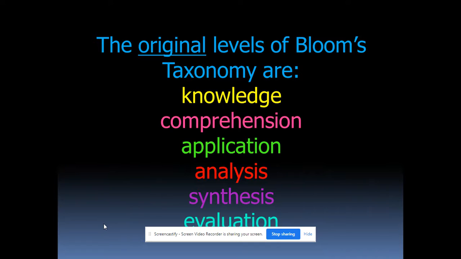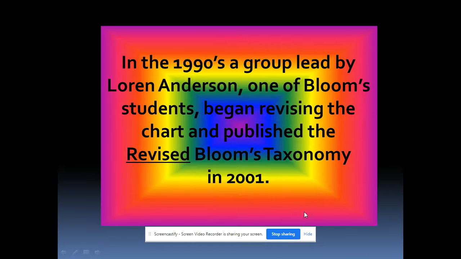The original level of Bloom's taxonomy in cognitive domain is from knowledge, comprehension, application, analysis, synthesis, and evaluation. Knowledge is the lower level and evaluation is the highest level.